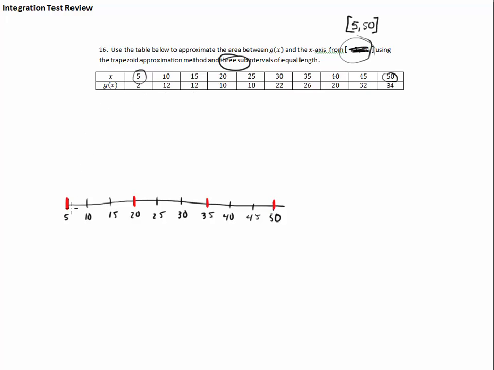Trapezoid means I want to plug in the 2 ends of my interval. So I plug in 5, I get out 2. Plug in 20, and I get out 10. There is my first trapezoid. We'll come back and find the area of it in a second. I've already plugged in that side, so I'll plug in 35, and I get out 26. And I plug in 50, and I get out 34. Once again, not drawn to scale, but that's okay. Now I want to find the area of these trapezoids.